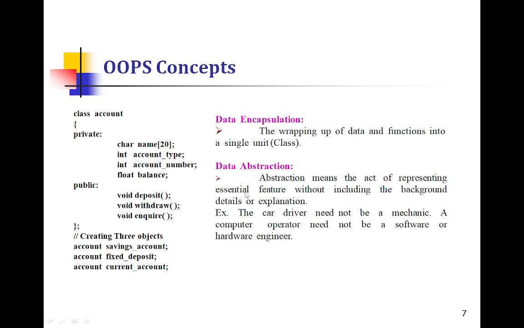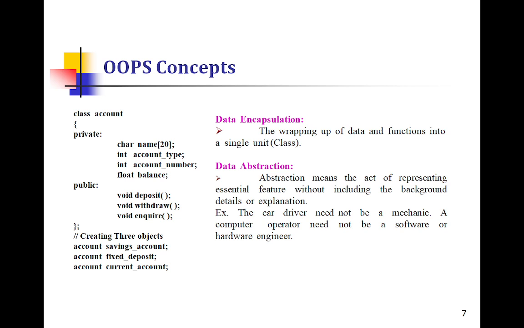Now let us have a discussion of data abstraction. What is meant by data abstraction? That is, only the essential features are taken, without including the background data or explanations. A simple example is car drivers. There is no need to act as a mechanic. If that particular person knows how to drive a car, that is enough.